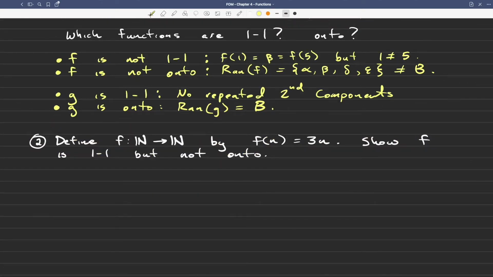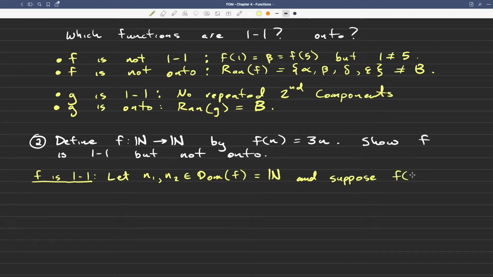Okay, next let's look at number 2. I want to show f is one-to-one but not onto. f is one-to-one. We're going to prove that. So to prove a function is one-to-one, you take 2 arbitrary elements in its domain. So we're going to take, let's say, n1 and n2 in the domain of f, which by definition is the natural numbers. And you suppose that you're getting equal output values. So suppose f of n1 equals f of n2.